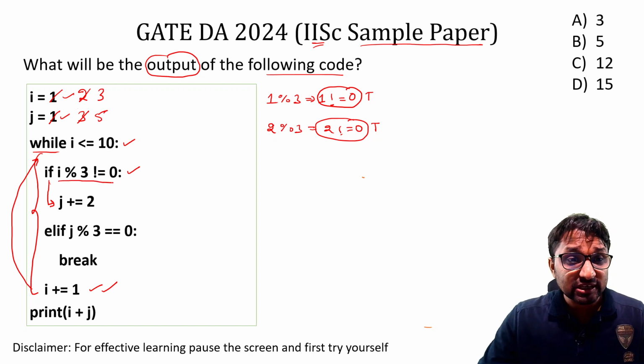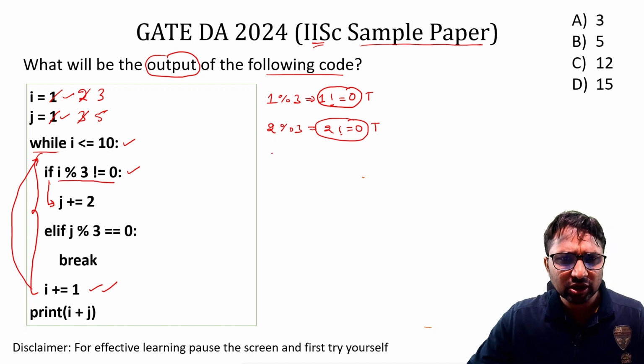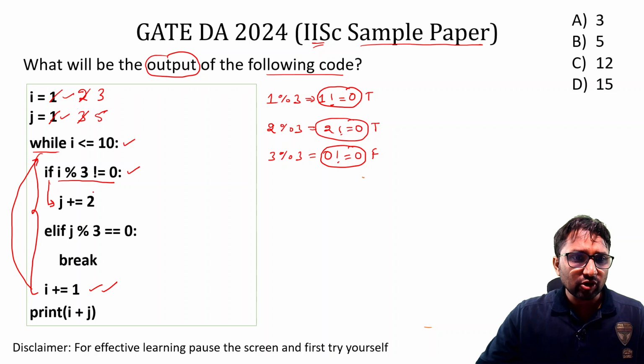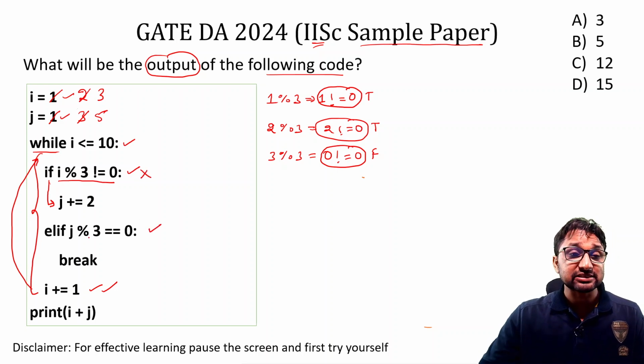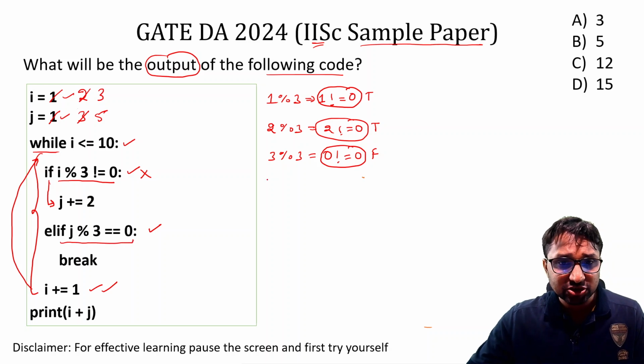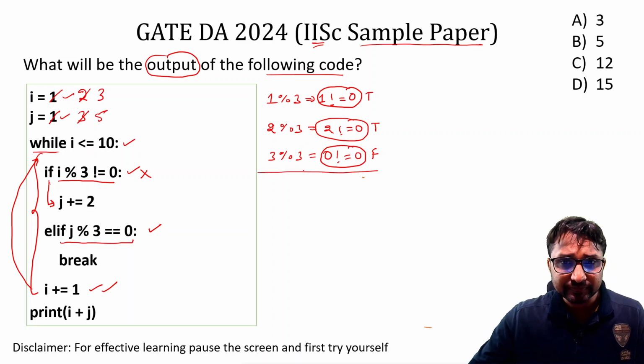Again we will check this if condition. So i value is 3, 3 mod 3 will be 0, there is no remainder, so is it not equal to 0? No, this condition is false, 0 is equal to 0. So we will not go inside the if statement, we will go inside the else statement. In the else, one more condition we are checking. Let me check that condition also.